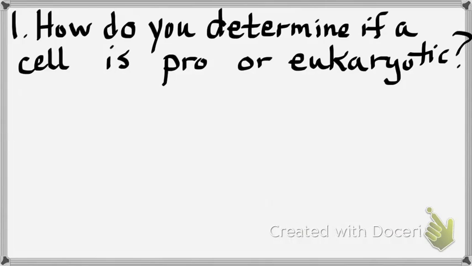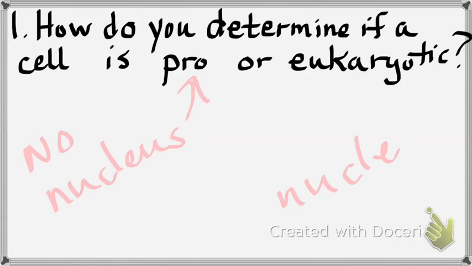The nucleus. So if there's no nucleus, that's pro. And if you see a nucleus, that's eu. The reason I'm mentioning page 40 is because I believe we have a sketch at the bottom of page 40 where one is pro and one is eu. That's a nice page to go back and study so that under the microscope you should be able to tell if a cell is pro or eu.